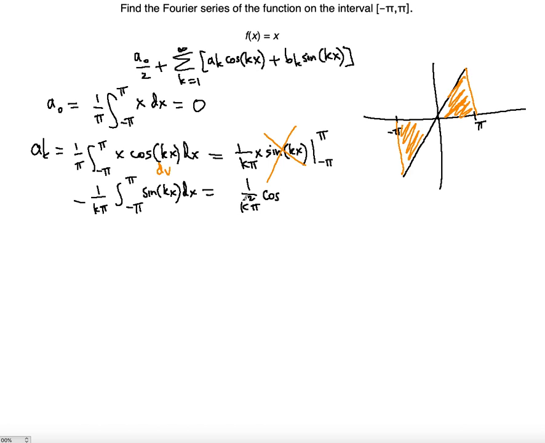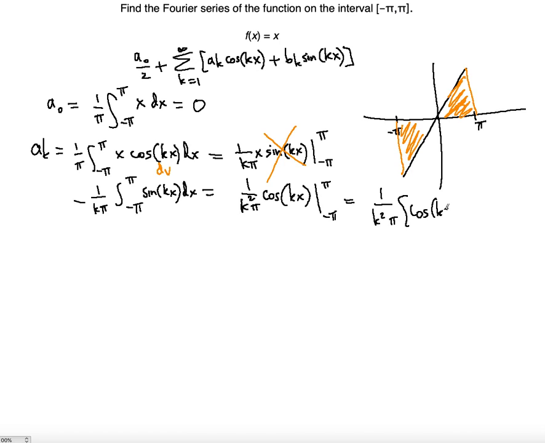And then k squared as a result, because there's one more k that will go in the denominator. Cosine kx from negative pi to pi. So what is that going to give? That's going to be 1 over k squared pi cosine of k pi.